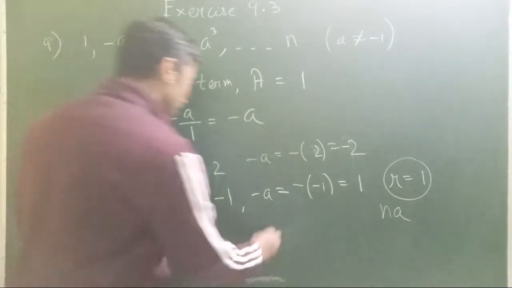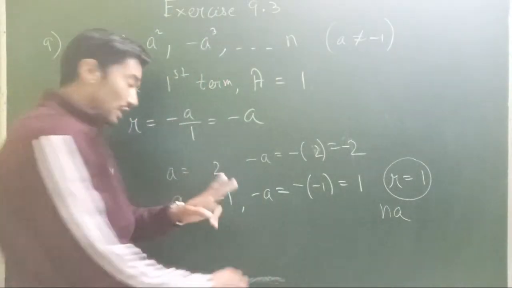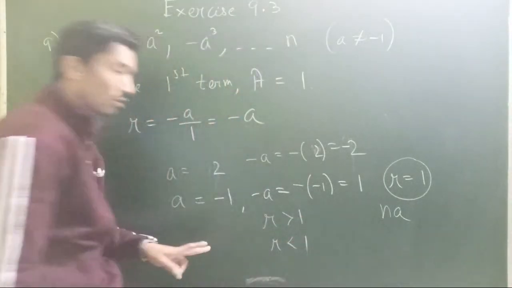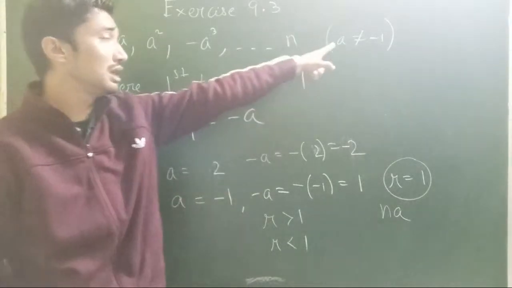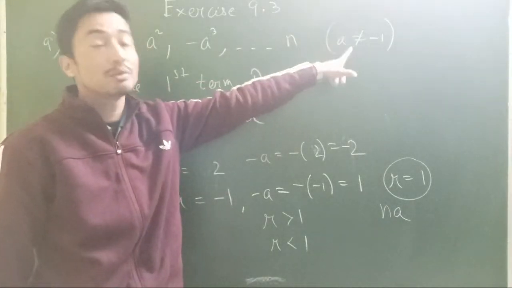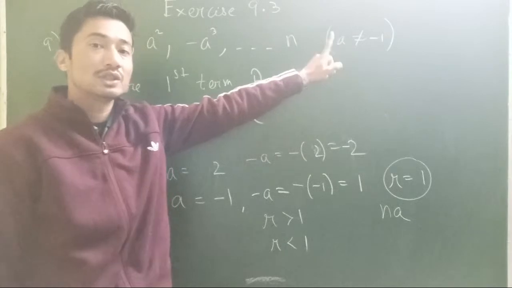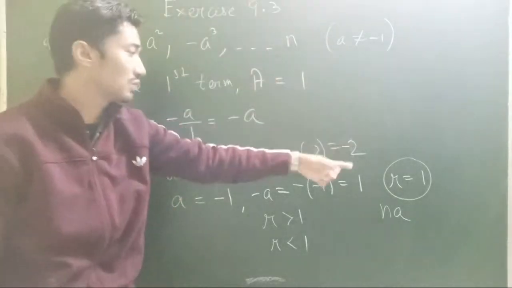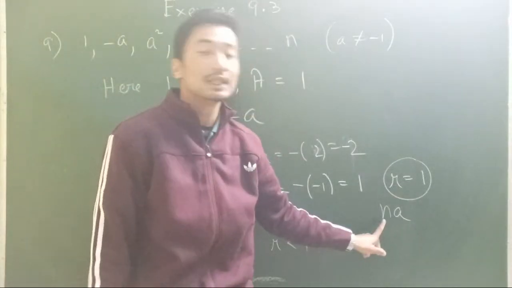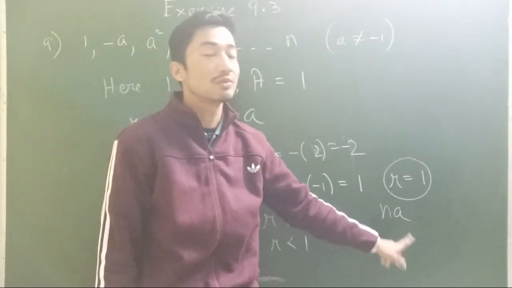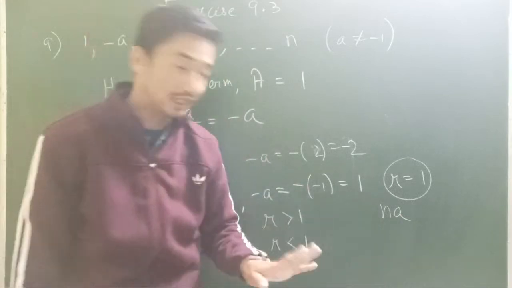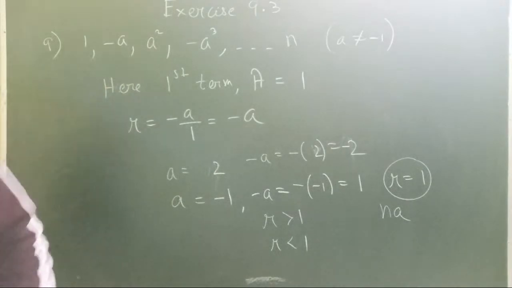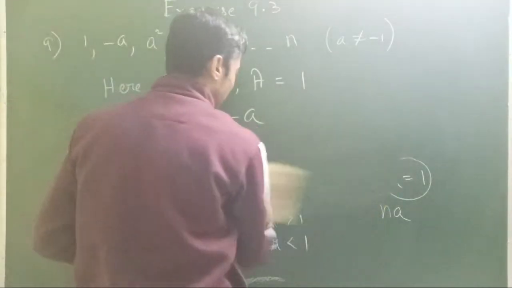That means you can use any one of the two formulas, that is when r is greater than 1 and when r is less than 1, except this one, because they have clearly told you a cannot be minus 1. If a is minus 1, then the common ratio is minus a, so minus minus 1 is plus 1. So when r is equal to 1, the Sn formula is n times a. That they don't want you to be doing. Fine, no problem.